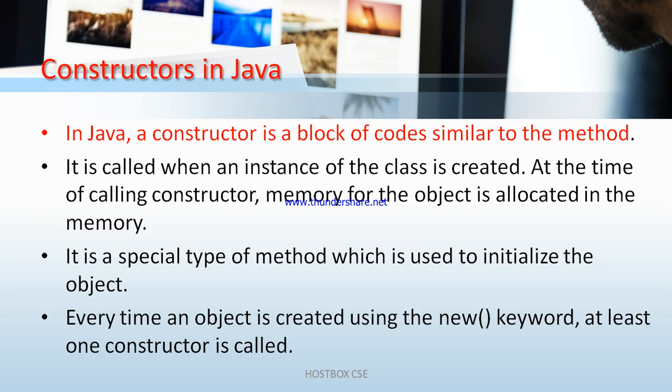What is a constructor? In Java, a constructor is a block of code similar to a method. Remember, it's a block of code similar to the method. It is called when an instance of the class is created, and at the time of calling the constructor, memory for the object is allocated. It's also a special type of method which is used to initialize the object. Every time an object is created using the new keyword, at least one constructor is called. When I go for examples you can understand clearly.